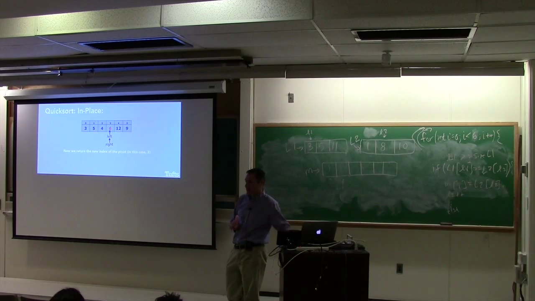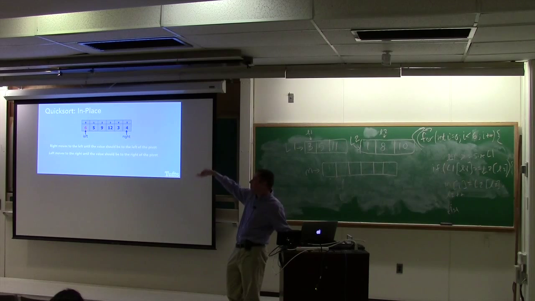Anybody want to see that again? No, nobody? I'm showing it to you again. We won't go fast through it. We won't go slow through it. Start with a pivot. Put your left and your right. Make the right go to the left until it has a value that should be to the left of the pivot. It's already there, as it turns out. You do one check, and you say, oh, I don't need to move the right anywhere. Then you move the left until it gets to a value that should be to the right of the pivot.